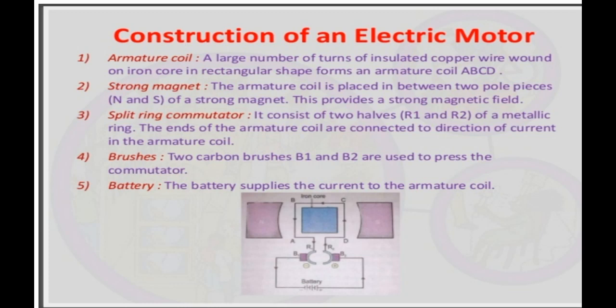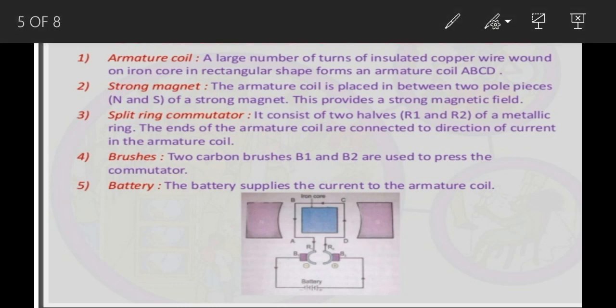And then we will be having a field magnet. As you can see, on both sides we are having 2 magnets, that is north pole and south pole. This is called a field magnet. The coil will be placed between these 2 poles of a strong U-shaped electromagnet, or 2 separate magnets. We will be using it as a north pole and south pole.